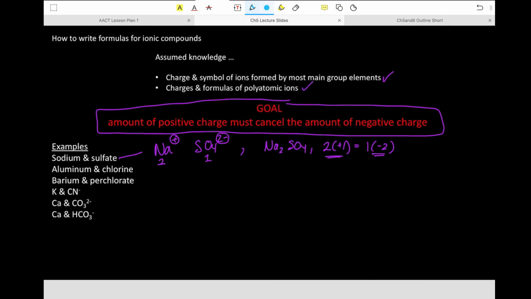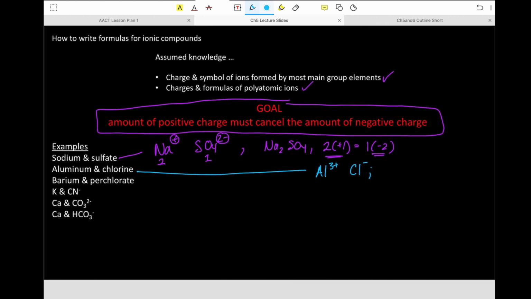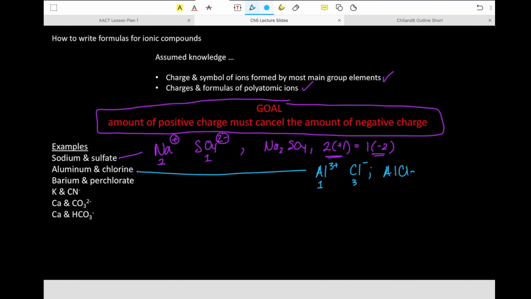Okay, next up, aluminum and chlorine. Let's take this over here. Aluminum, if we go back and look at our periodic table, charge of 3+. Chlorine has a charge of -1, right? So again, lowest common multiple is 3. So that means I need 3 of these, 1 of these. My formula is going to be AlCl3, right? And if I want to double check, I have 1 aluminum with a charge of +3. I have 3 chlorines with a charge of -1. The amount of positive cancels the amount of negative.